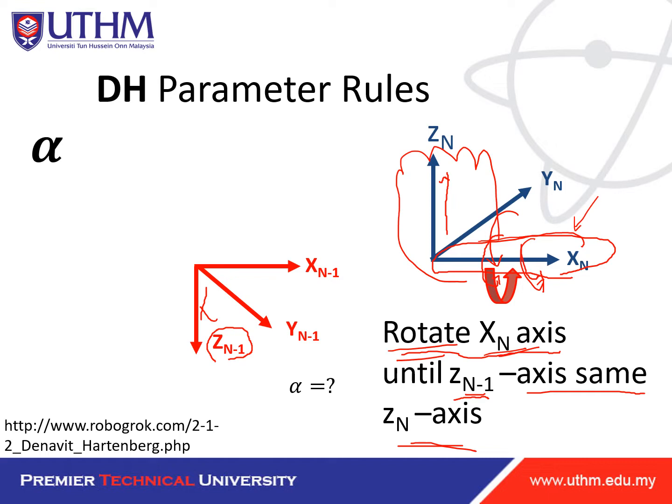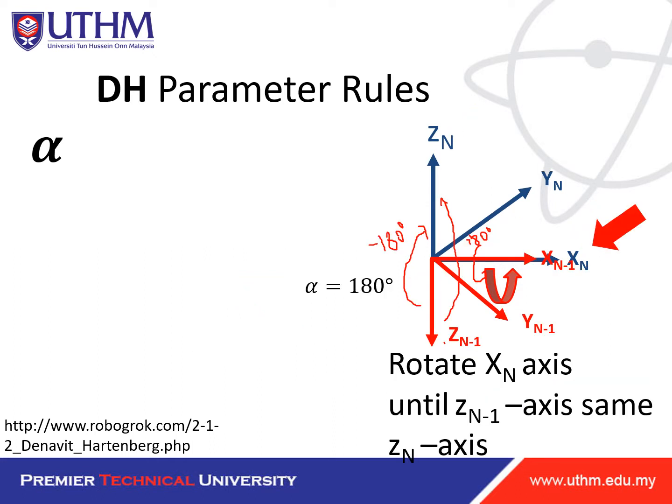We want to rotate xn so that zn minus 1, which is this axis, should be the same as the zn axis, this axis. To do that, we need to bring the n minus 1 axis to the same place as the zn, and then we rotate using the xn axis, which is this one. We rotate so that zn minus 1 will be the same as zn using this rotation.